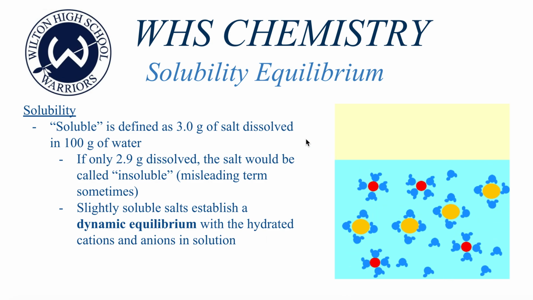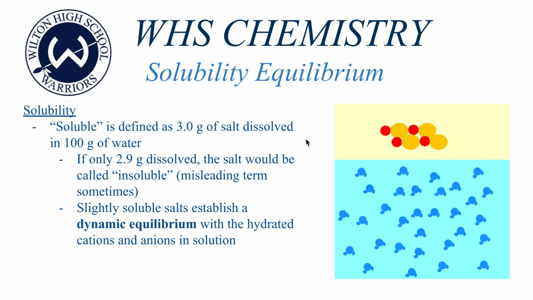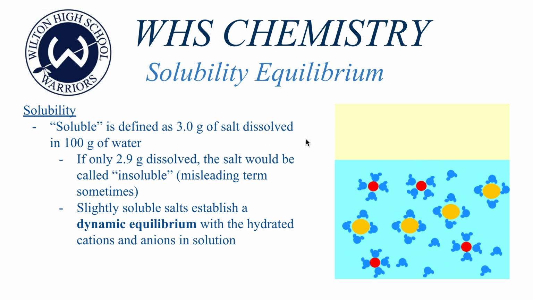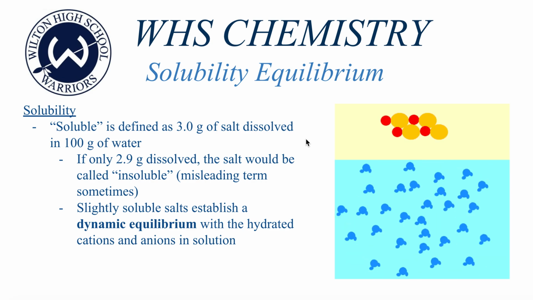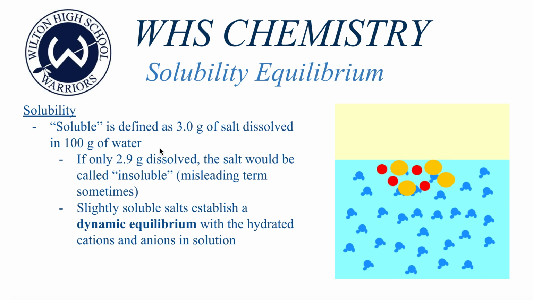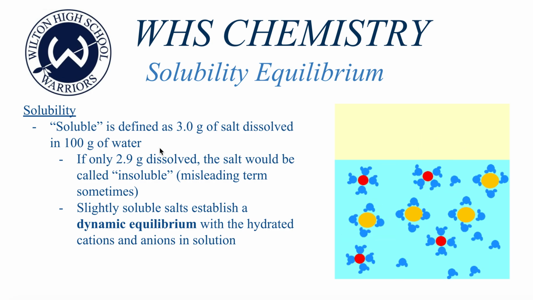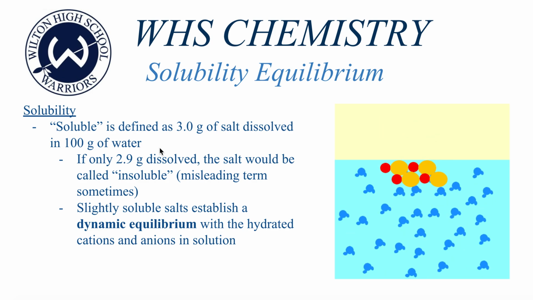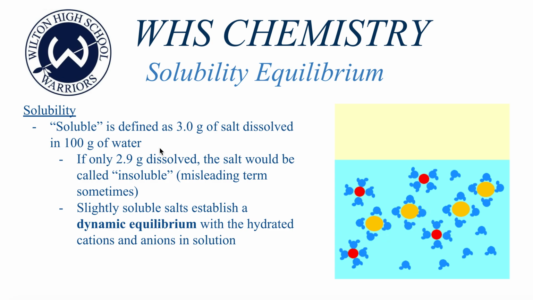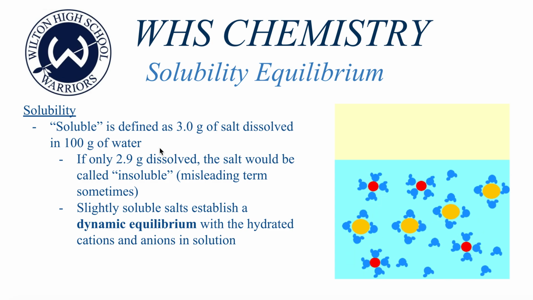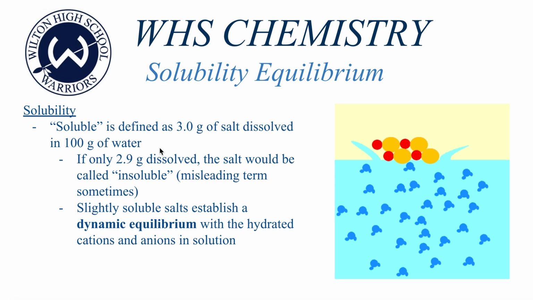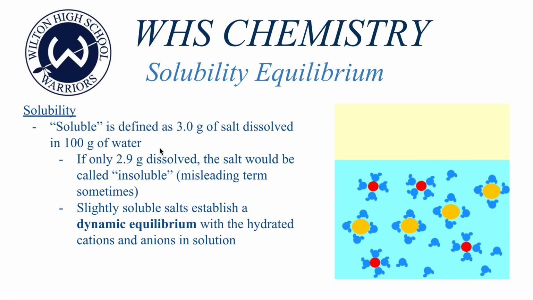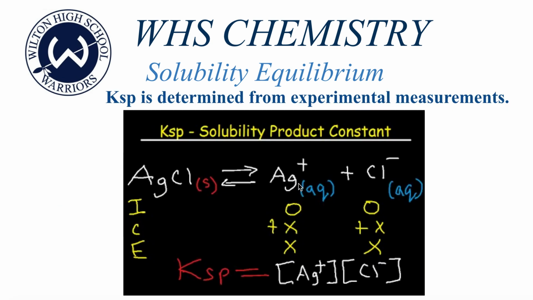So solubility. Soluble is defined essentially, for example, as 3 grams of salt dissolved in 100 grams of water, and then it would be fully dissolved. But if only 2.9 grams are dissolved, the salt would be determined as insoluble. So sometimes solubility is a misleading term, and that goes into dynamic equilibrium, or KSP, which we're going to review with this chapter. So slightly soluble salts establish a dynamic equilibrium with the hydrated cations and anions in solution. So we're going to talk a little bit about that now.